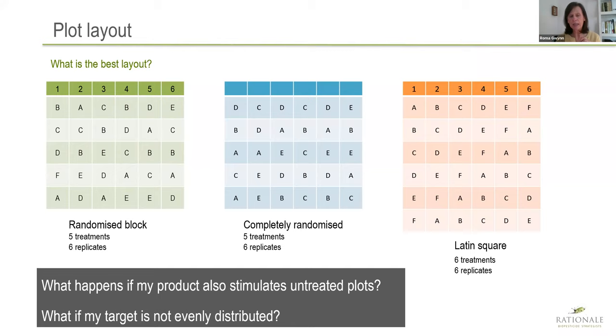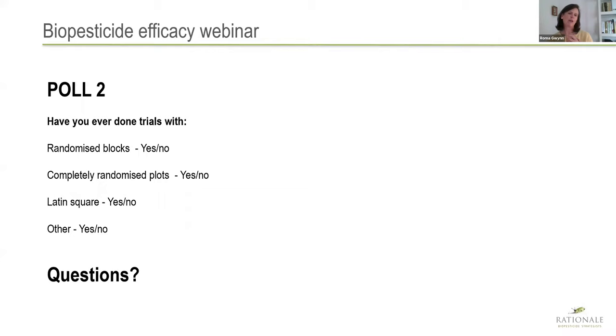So you have to think through what is going to be the influence of the product on the crop and on the target, and also how well my target's distributed. And the distribution of your target also helps you choose your trial design. I've spoken a little bit about plot layout, and I'm just curious as to what people have used. So perhaps we could do this poll and ask, what trial designs have you used in your experience? Because we know a lot of the audience is very well experienced in doing trials.